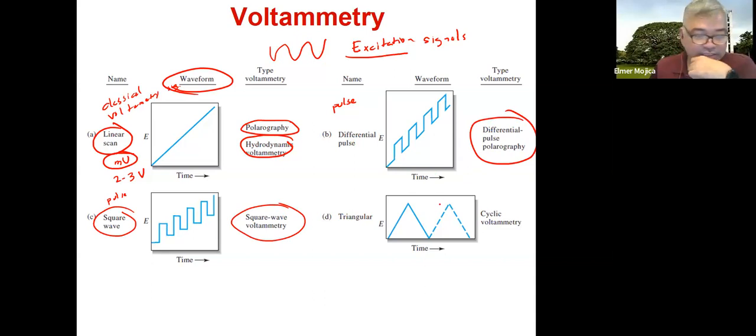Okay. And the last that we have here is the so-called triangular waveform. Okay, so the potential is cycled between two values, first increasing and then decreasing, and then increasing again and then decreasing. So the process may be repeated numerous times as the current is recorded as a function of time. And the best example where it is used is the so-called CV.